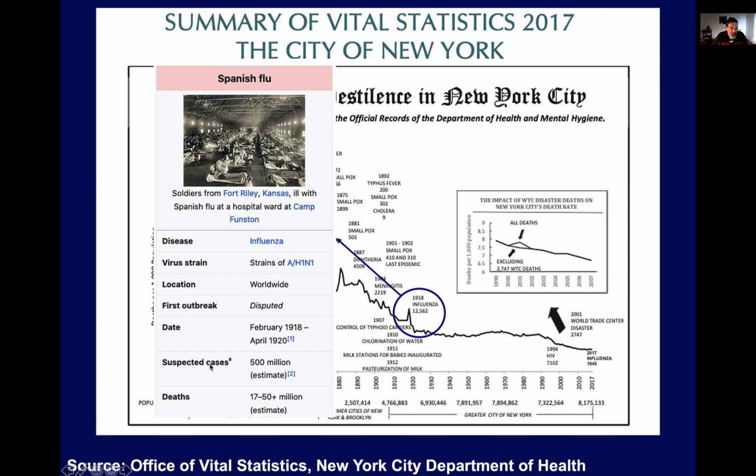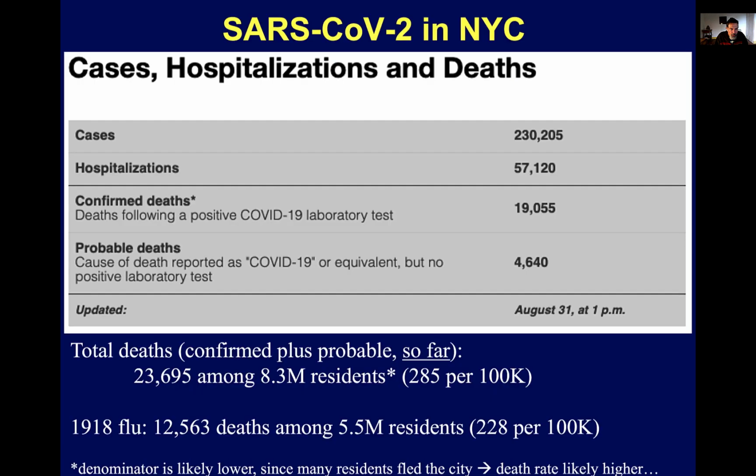It was estimated to have infected about 500 million people worldwide at that time and caused between 17 and 50 million deaths around the world. And more recent studies are pushing these estimates closer to 50 million than to 17 million. So just to put things in perspective about the potential for pandemics and their impact around the world.